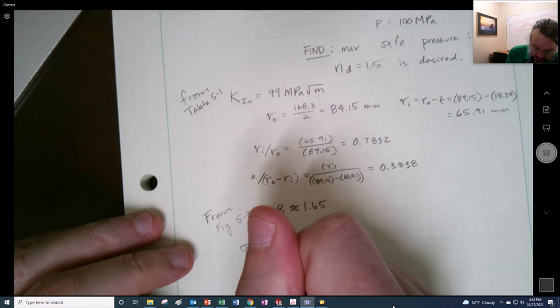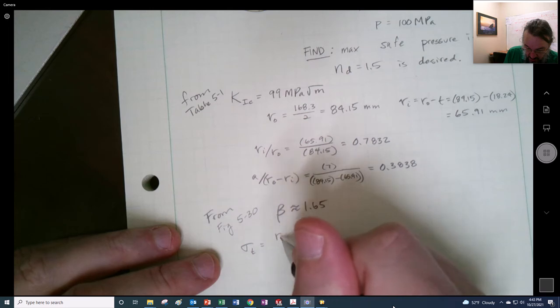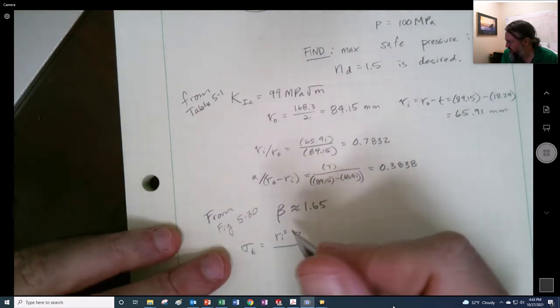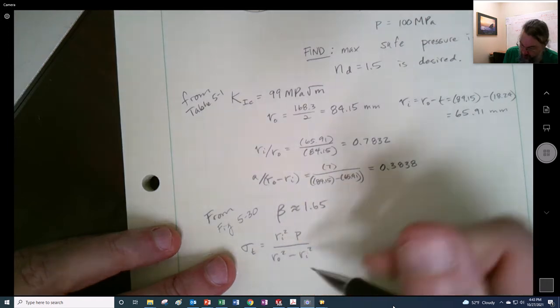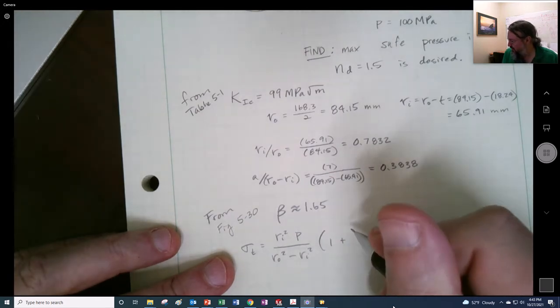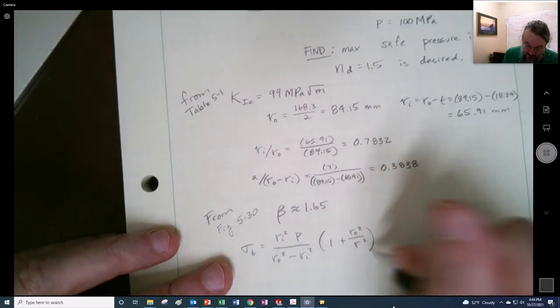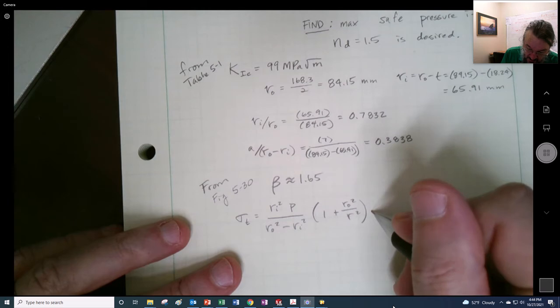So the stress to use is simply going to be Ri squared times P divided by Ro squared minus Ri squared, and then 1 plus Ro squared over R squared. Now you know when you stick Ro in there, this just turns into 2. So that makes it a little bit easier.